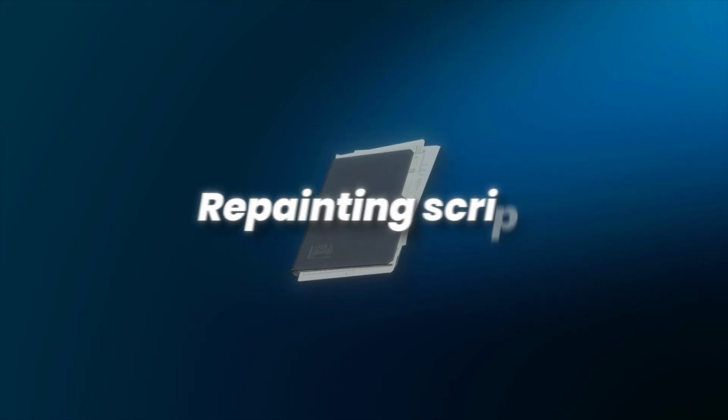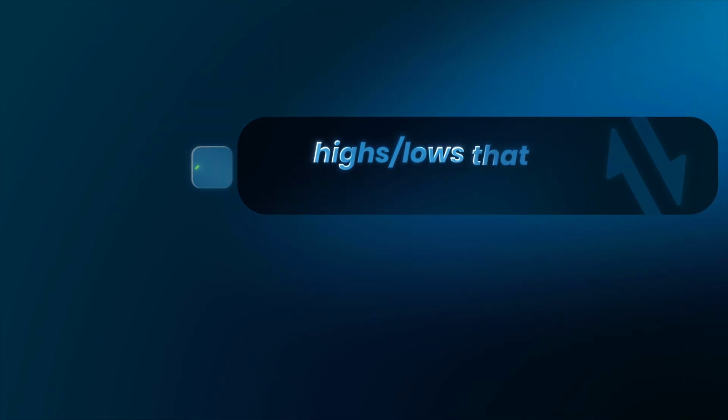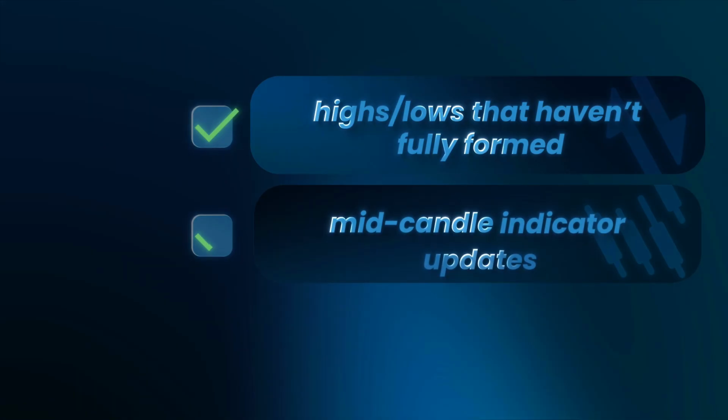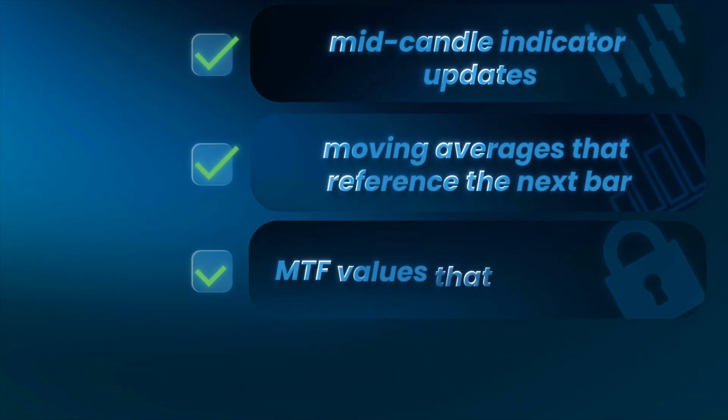On top of that, many repainting scripts actually use future data without realizing it. Here's where things get a bit more sneaky. A strategy repaints when it accidentally relies upon information that the candle doesn't have yet, like highs and lows that haven't fully formed, mid-candle indicator updates, moving averages that reference the next bar, and multi-timeframe values that aren't locked yet. When the script recalculates after the candle closes, the indicator basically rewrites history. That gives you a perfect-looking chart that never actually existed in the moment.